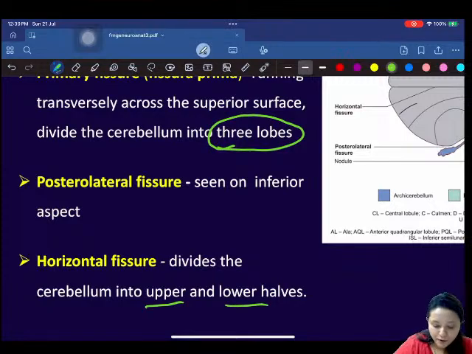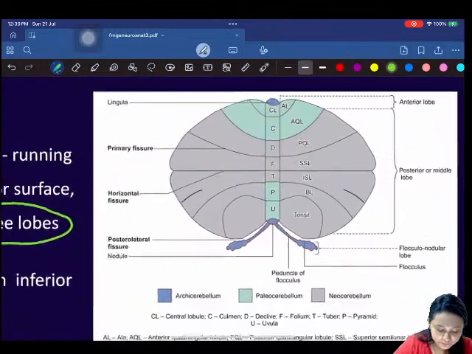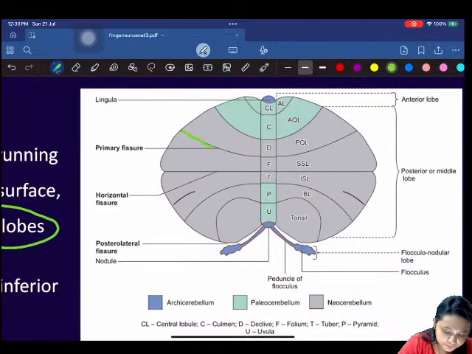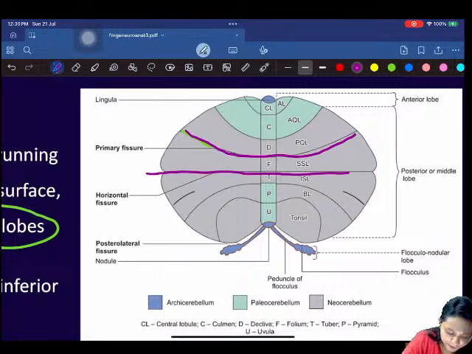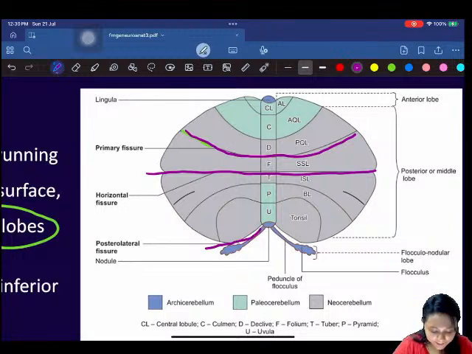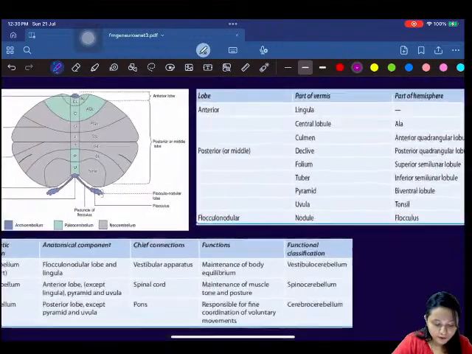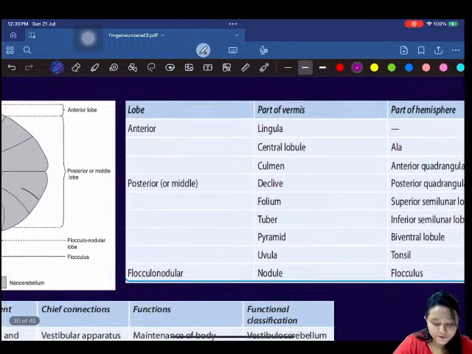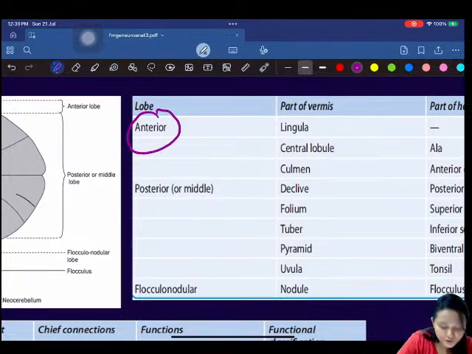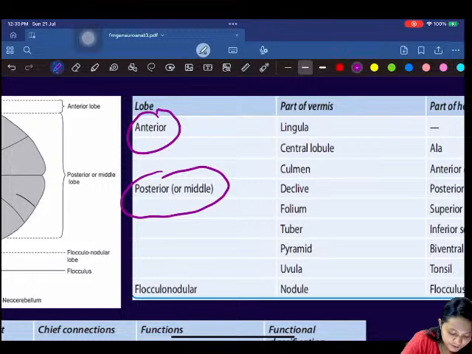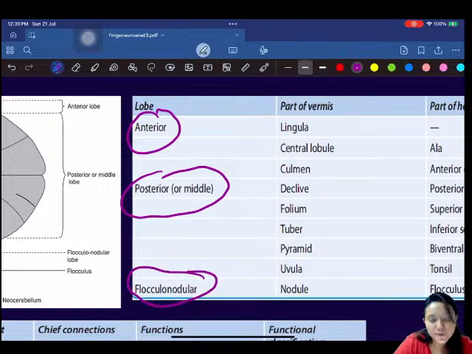So we can see here, this is the primary fissure. This is the horizontal fissure. And you have a lateral fissure, the posterolateral fissure, and it is dividing the entire cerebellum into your three lobes. So what are the lobes and what are the parts of the vermis and parts in the hemisphere? The lobes are the anterior lobe, the posterior intermediate or middle lobe, and the flocculonodular lobe. The flocculonodular lobe is the smallest lobe.